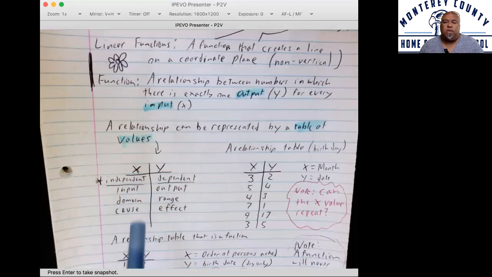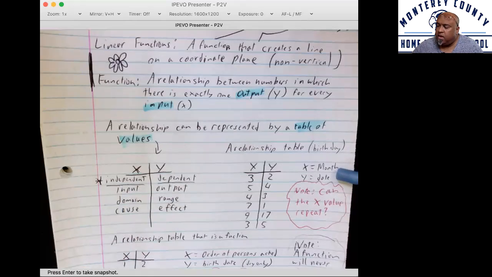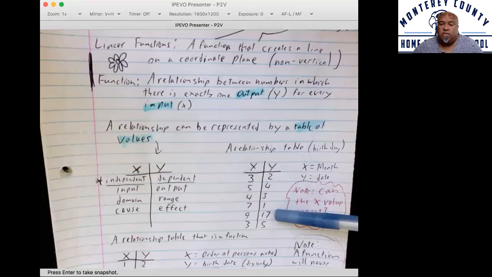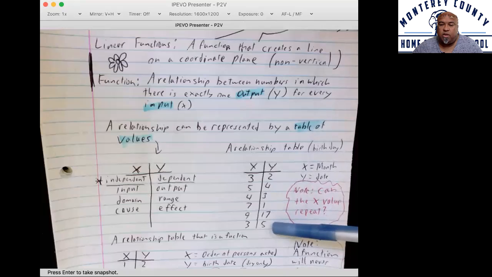Now, let me show you a relationship table here for birthdays. In this case, X represents the month and Y represents the date. Okay, now we have 3-2, which would be March 2nd, 5-4, which would be May 4th, 4-3, which would be April 3rd, 7-1, which would be July 1st, 9-17, which would be September 17th, and 3-5, which would be March 5th.